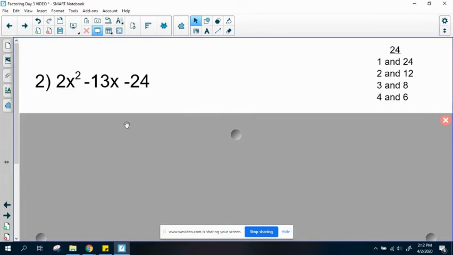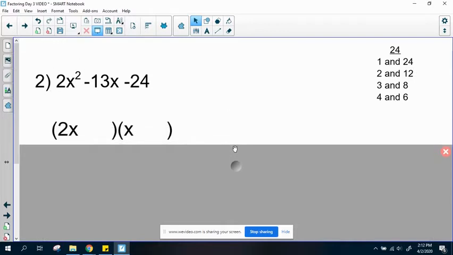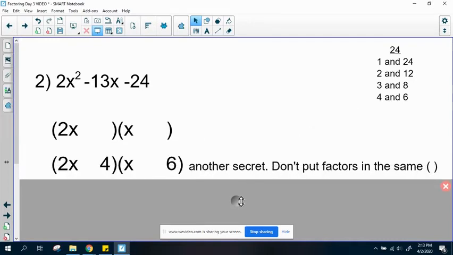Okay, so let's start at the beginning. C is negative, so I'm going to have a plus and a minus. This is 2, so the only way to get 2 is to do 2 and 1. That has to be true, so that's pretty good. Then I go to 24, and this is where I'm randomly guessing. I generally like to try 3 and 8 and 4 and 6 first. Those are kind of my go-tos, and it actually doesn't matter which one you try first. Okay, so let's try 4 and 6.